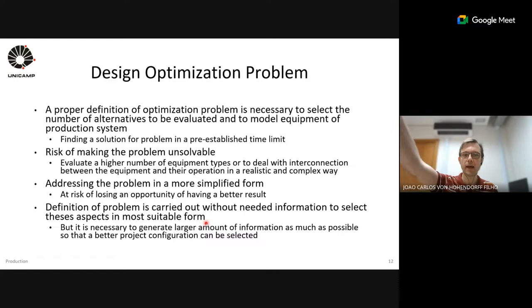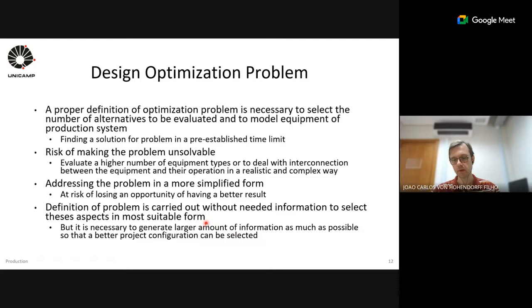because sometimes you say, okay, now I don't have the technology, but if I have the technology in the near future, or I am investing in research and development, maybe I can have the technology. So you can include it in your optimization problem. But the idea is, you need to define the problem, you need to select the information in the most suitable form, to try to obtain the best project configuration.